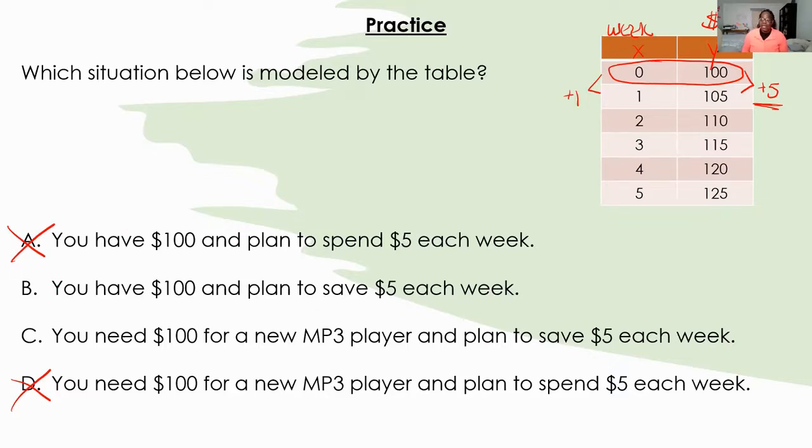So now we got to take a look at my y-intercept. You have $100 and you plan to save $5 each week. That kind of sounds pretty good to me. But let's see what the other option is. You need $100. I need $100? If I am at 0 weeks and I have $100, it's not negative. We didn't talk about anything about an MP3 player. There was no discussion. It's not negative. So it's not like I started off with negative $100 and I'm trying to build up my funds. I was in the positive the whole entire time. So taking a look at that, my answer choice will be B. I have $100 and I plan to save because it's increasing by 5. So I'm saving that. That's going into my account, $5 each week.